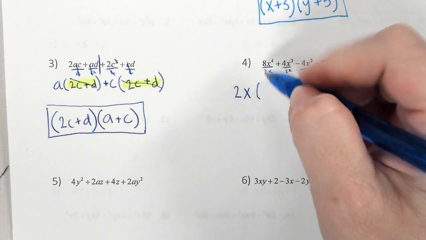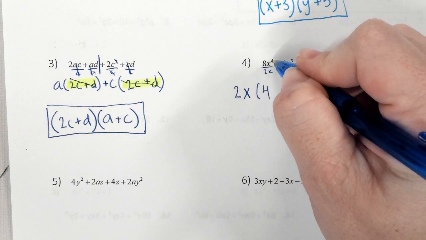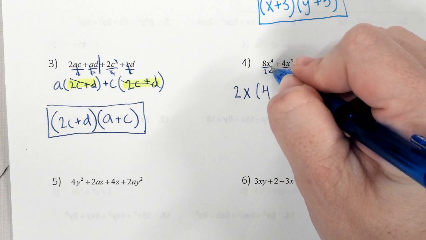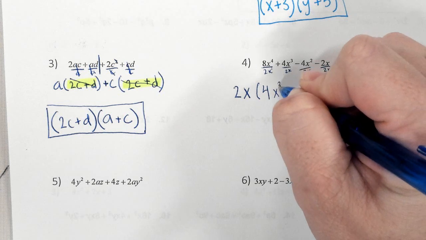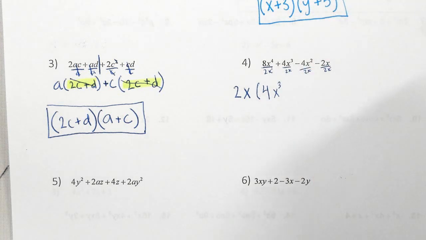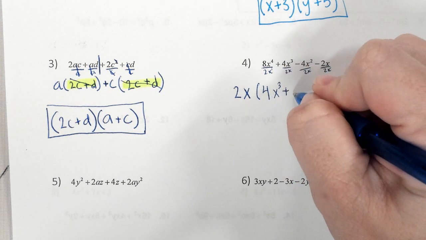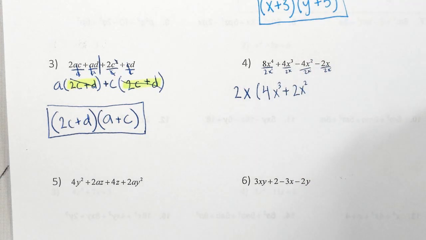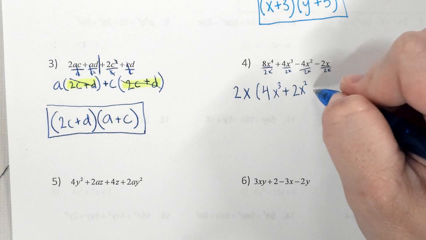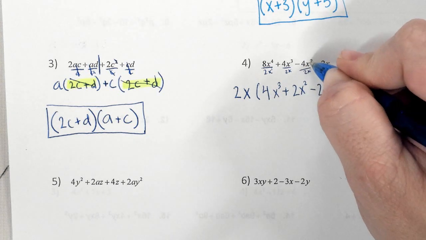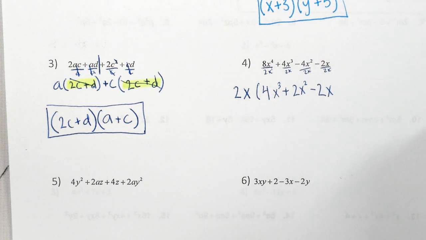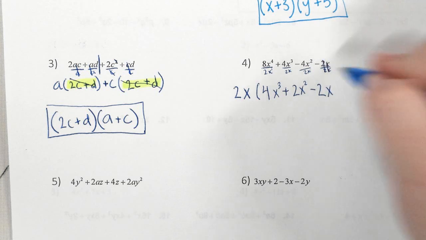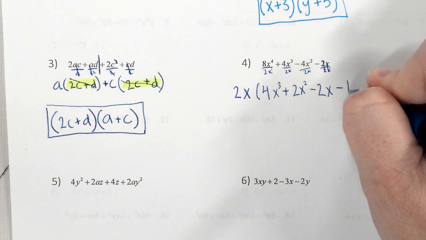So 8 divided by 2 is 4. And then I subtract my exponent. So 4 minus 1 is x to the third. Plus 4 divided by 2 is 2. 3 minus 1 is x squared. Negative 4 divided by 2 is negative 2. 2 minus 1 is 1, so x to the first power. And then both of these match, so they cancel. And when everything cancels, when you're dividing, it's 1.